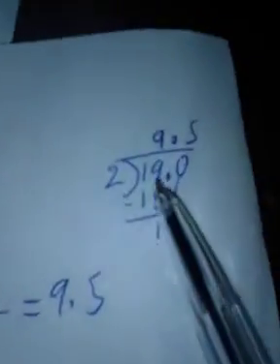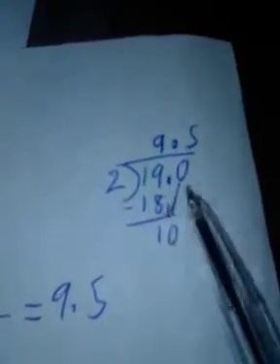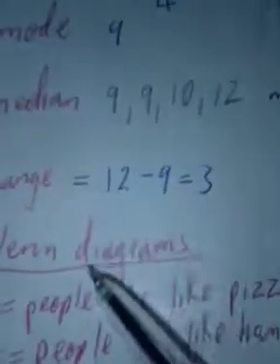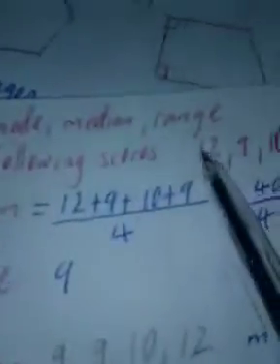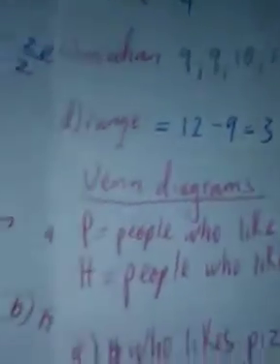I have the arithmetic up here. 19 divided by 2 is equal to 9.5. Now the range is equal to the largest number minus the smallest number. That's equal to 12 minus 9, so the range is going to be 3.